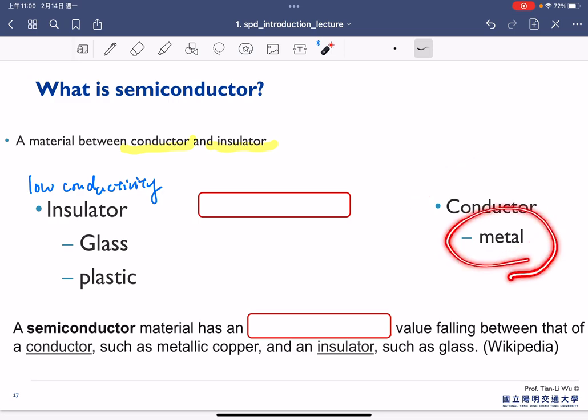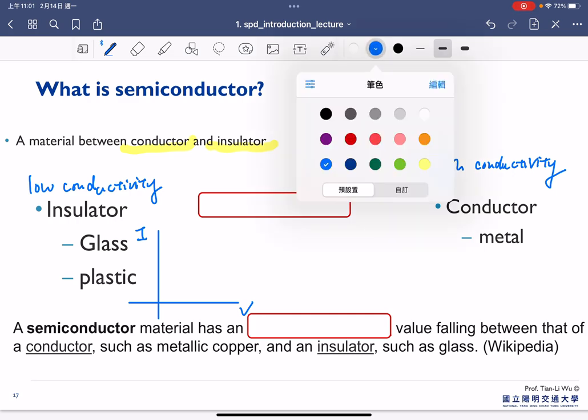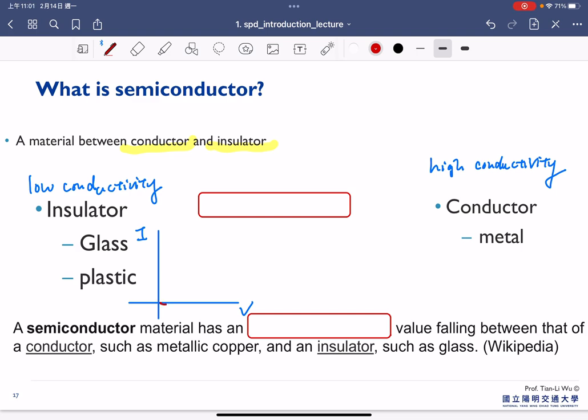The typical characteristic of a conductor is high conductivity. In this class, I assume everyone is interested in engineering, and for the engineering part, we actually care about the current and voltage characteristic. So if you look at the typical ideal characteristic for the insulator, the y-axis is current and the x-axis is voltage. For the insulator, it means that when we apply a voltage, there should be no current.